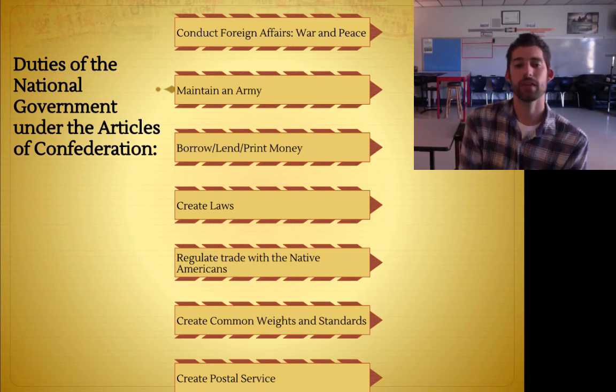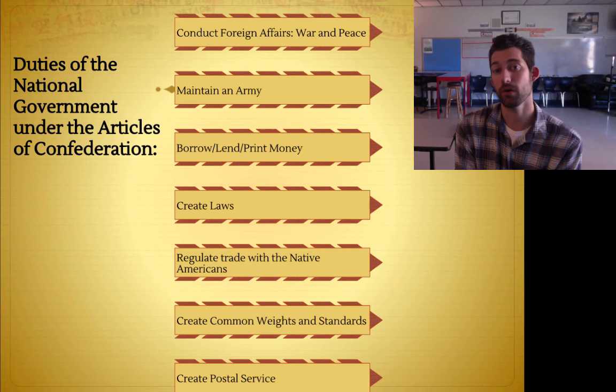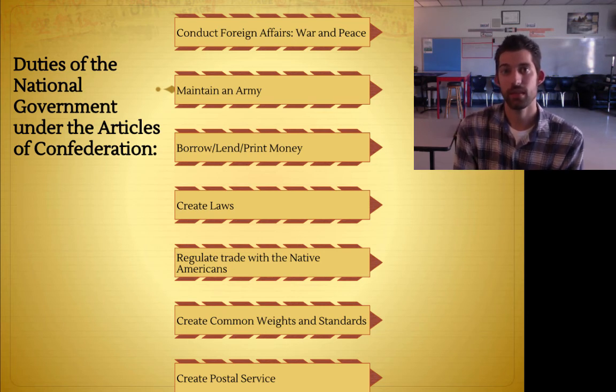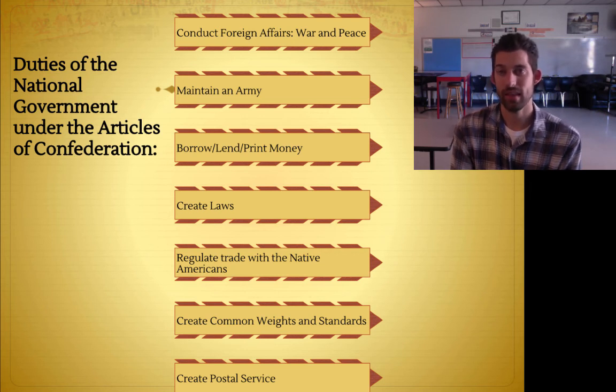The final major thing they have is the power to create a postal service. This is a big deal because if each state had its own service, if you wanted to send something from one state to another, your service would take it to the border to the next state, and they would have to hand it off to that mail service, who would have to take it and hand it off to the next one to go through multiple states. It was just a lot simpler if the national government was in charge of this.